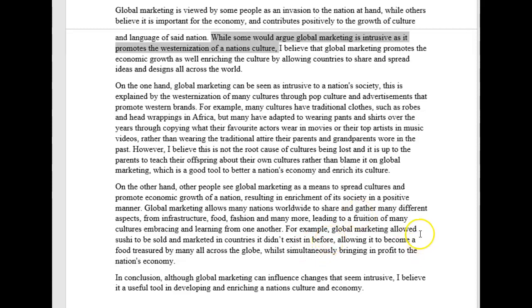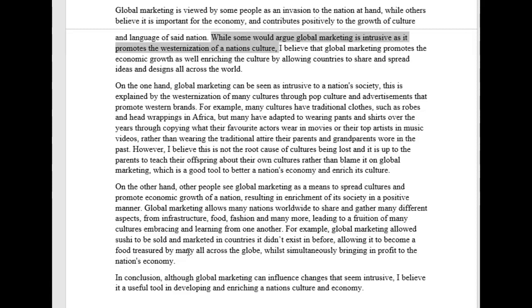It, you just wrote allow, so careful. Maybe global marketing allowed sushi to be sold and marketed in countries where it didn't exist before, making it a food treasured by many all across the globe while simultaneously bringing in profit to the nation's economy.